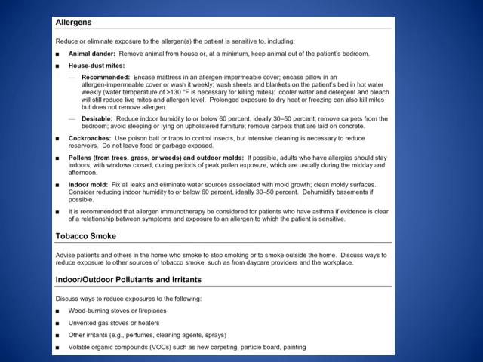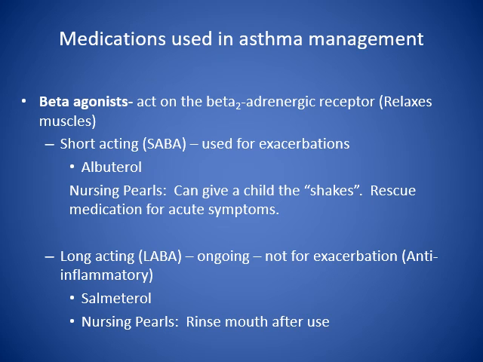So medications used to treat asthma. Our first line of action during an attack would be a rescue inhaler or a short acting, which is what we call SABAs. So albuterol is a perfect example of this. I'm sure you have learned some of this before in pharmacology.